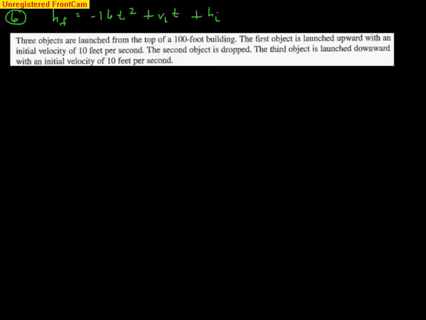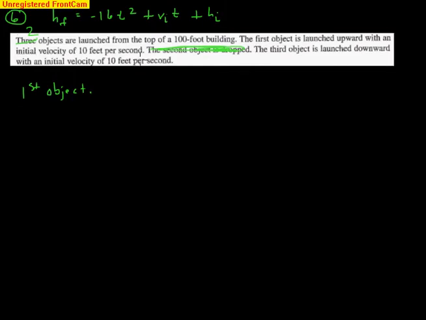So we're going to talk about not 3 objects, just 2. We're going to talk about the first and the third. The second object that's dropped, we're not going to talk about, because when you drop an object, there is no initial velocity. Alright? So let's go with the first object here.